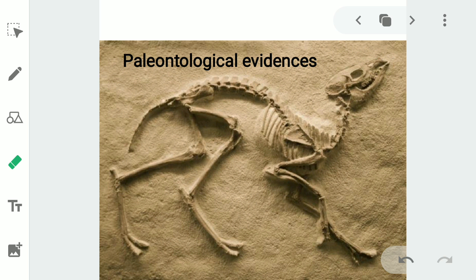Now how are these fossils made? A large number of organisms get buried due to disasters like floods, earthquakes, volcanoes, etc. So this is how fossils are formed.